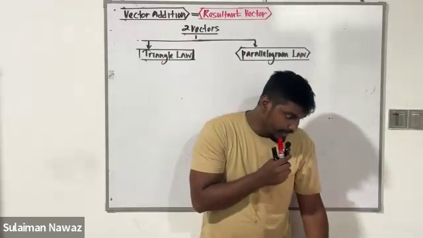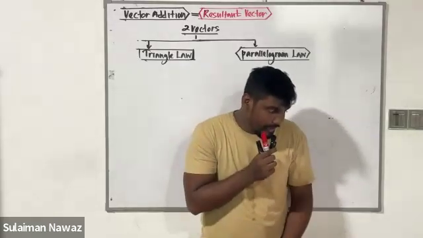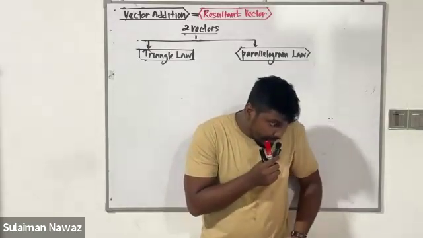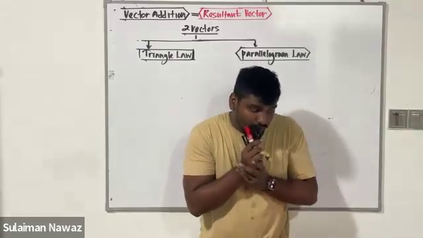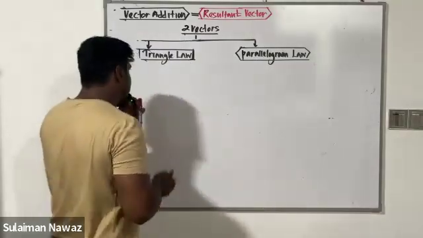Triangle law means, now read that. If two vectors form consecutive sides of a triangle, the resultant is the third side of the triangle, which closes the triangle. Now you just think of an example.